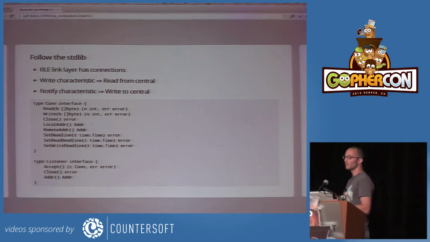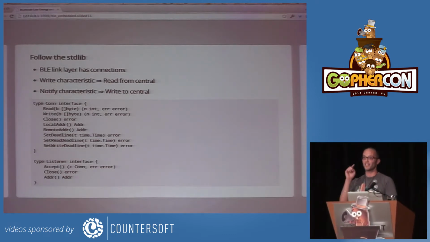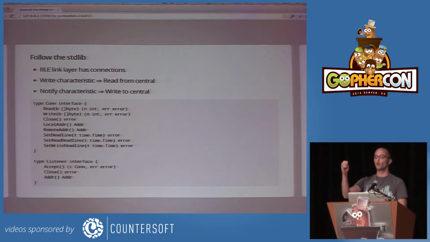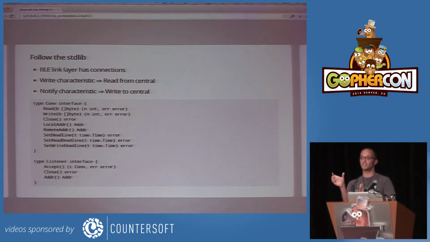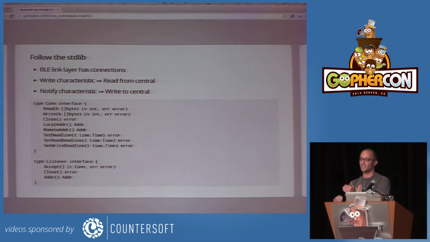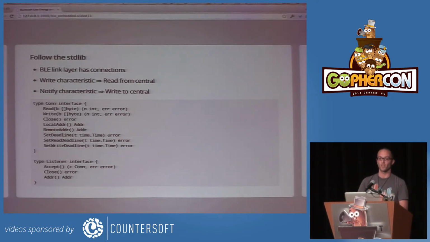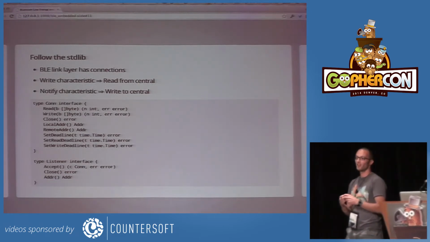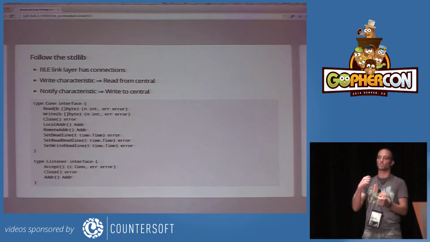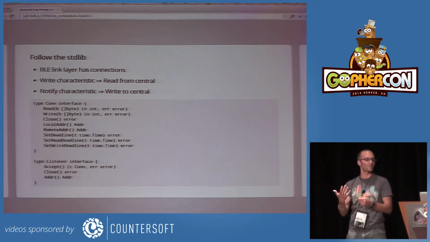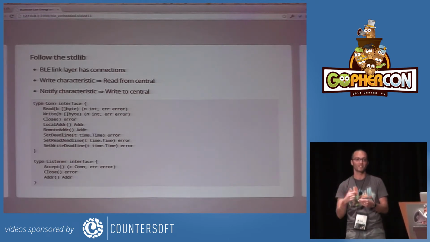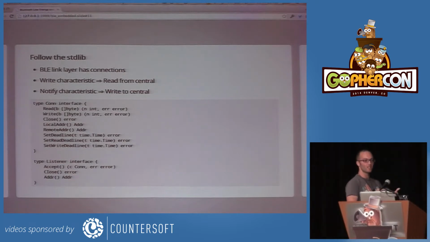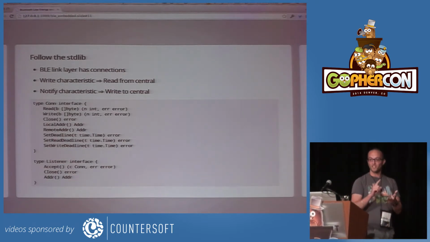The BLE link layer provides us with connections. You saw that when I tapped on GopherCon, we saw a log in the Linux world that says, hey, somebody connected. And when I hit disconnect, it said, hey, someone disconnected. So the connection management piece is taken care of. Our write characteristics let us read data from our central, right? The central is writing to us, so we are reading from them. And our notify characteristic lets us push data back to the central, effectively write back to our central. So we have read, write. I promise you we can close the connections.